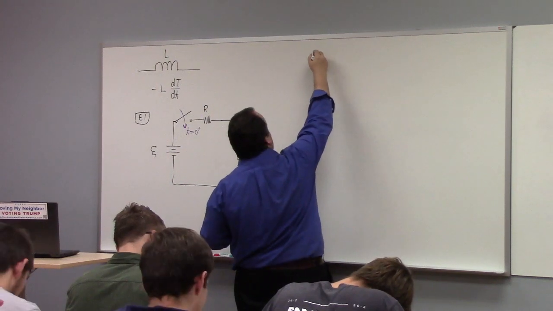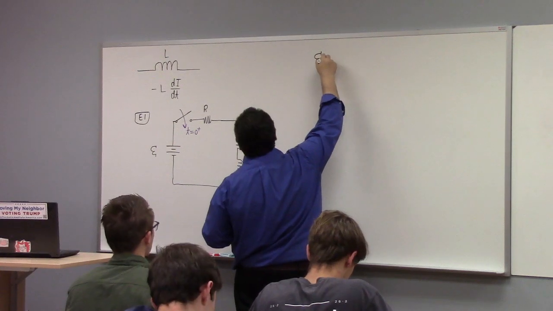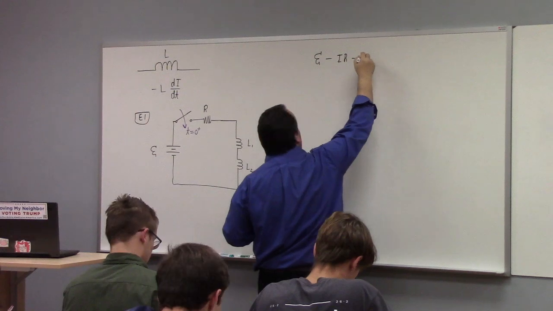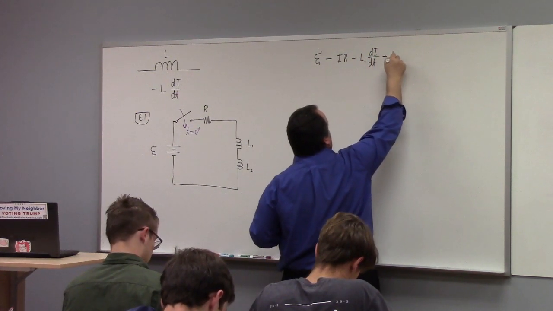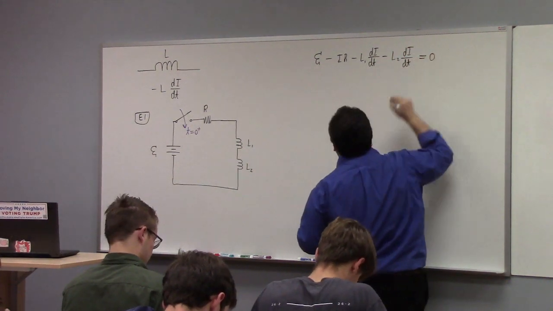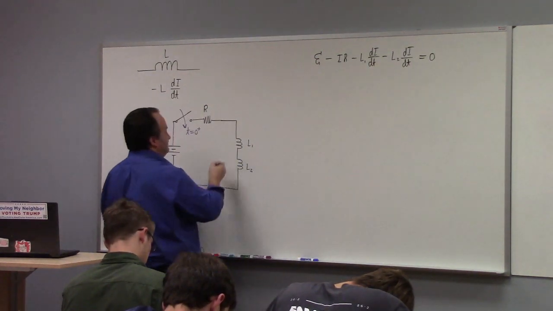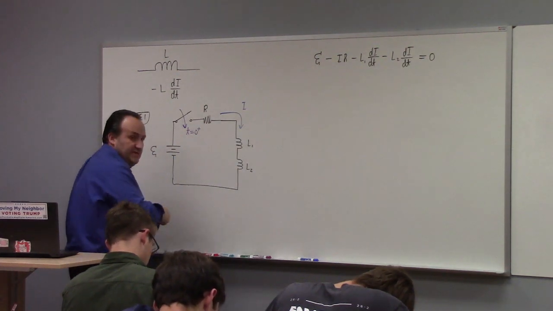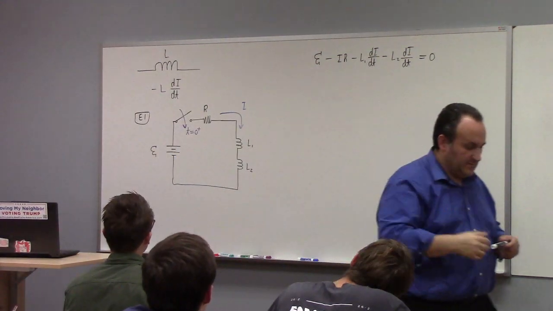So, after we close the switch, we have that the voltage, minus IR, minus L1 di/dt, minus L2 di/dt is equal to 0 by Kirchhoff's voltage law, if we label the current here I. Now, what's the initial condition? What's the initial current in this situation?